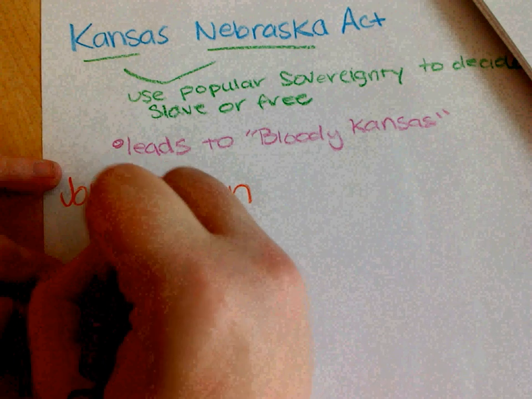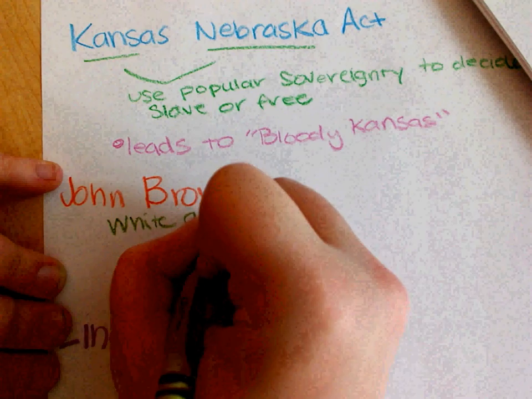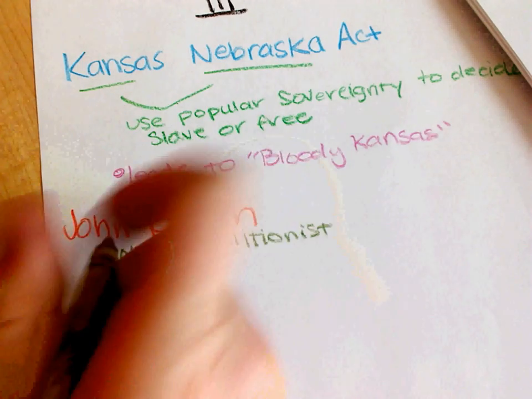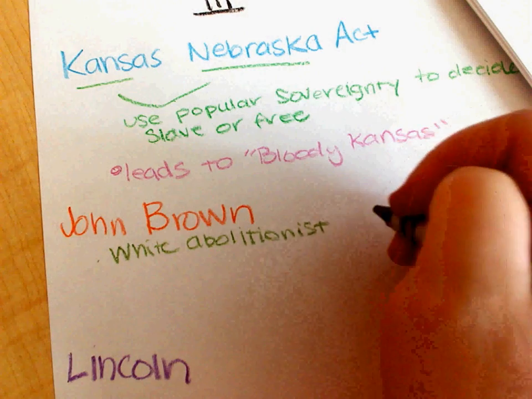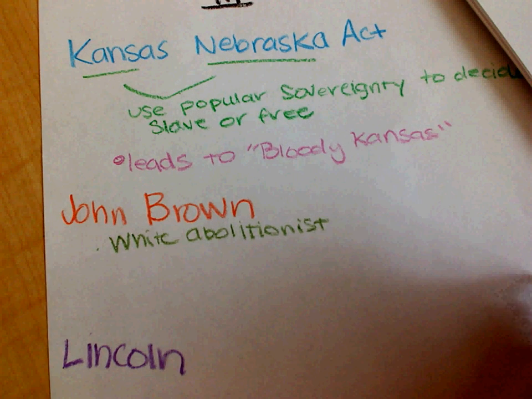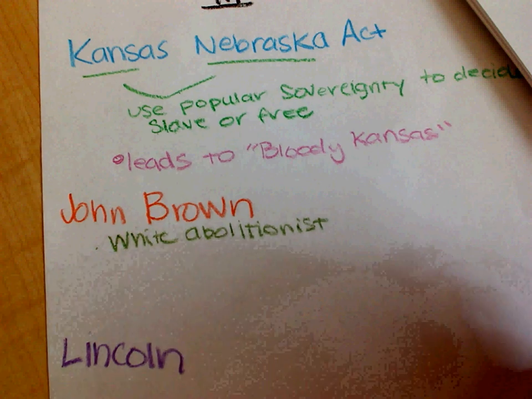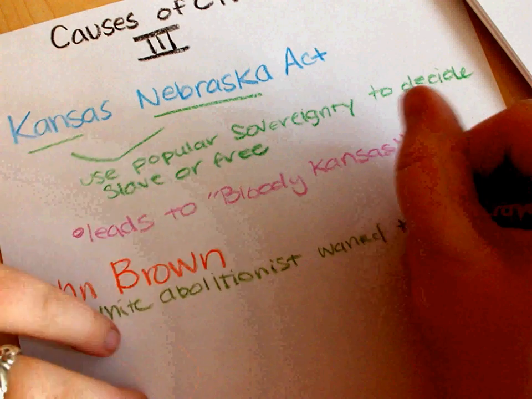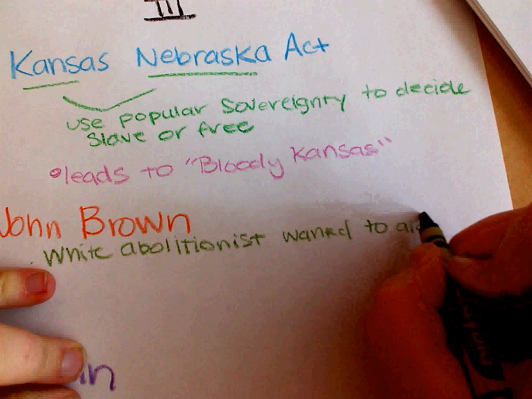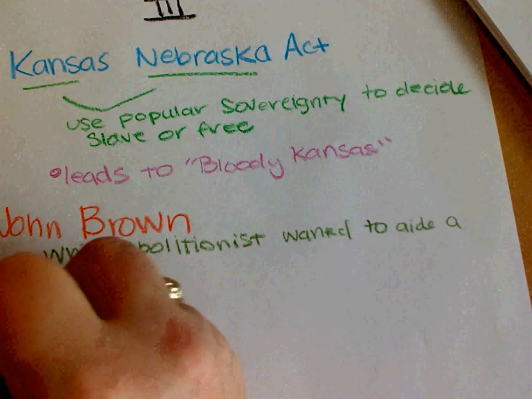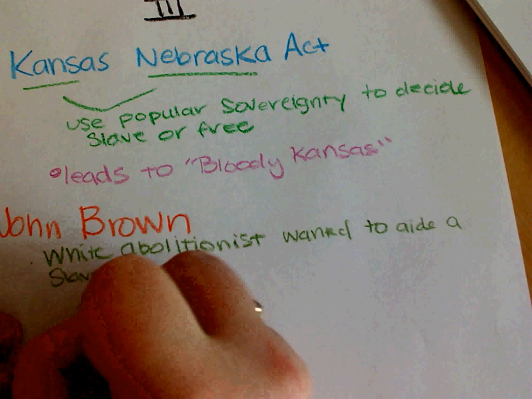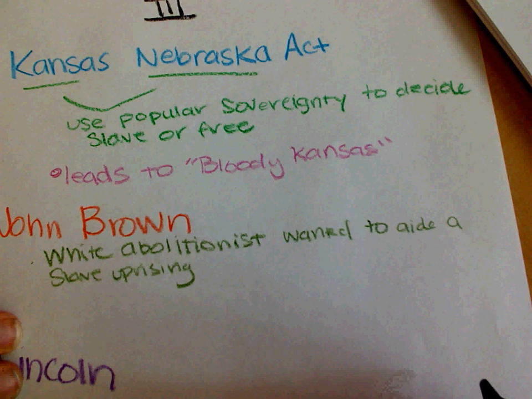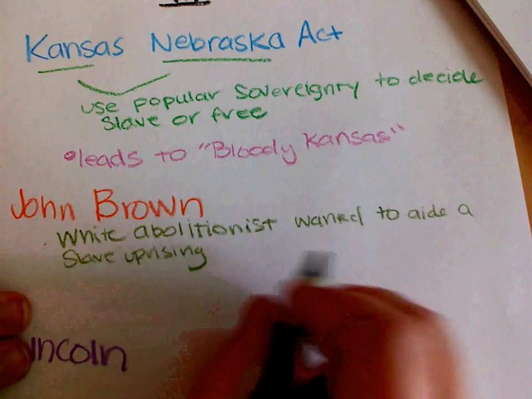John Brown is a white abolitionist. He's a white abolitionist who wanted to aid a slave uprising. And I apologize if that's wrong use of the word aid, because I'm not entirely sure right now. It's a white abolitionist who wanted to aid a slave uprising.